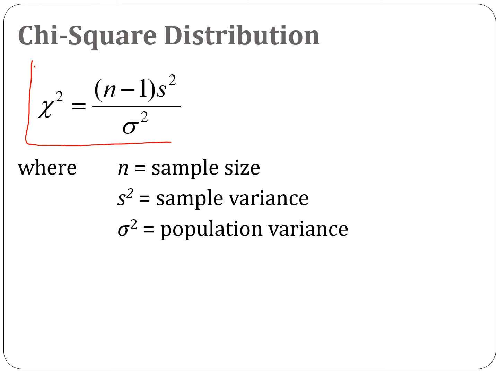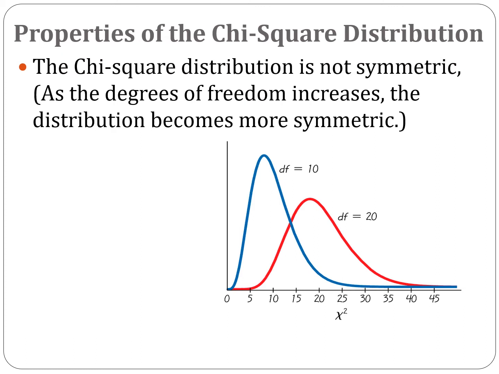Chi-squared is this fancy x with a squared on it, and it's determined by n minus 1 times the standard deviation of the sample squared divided by the standard deviation of the population squared. The main difference with the chi-squared distribution is it's not symmetric. It's a distribution that's skewed to the right.